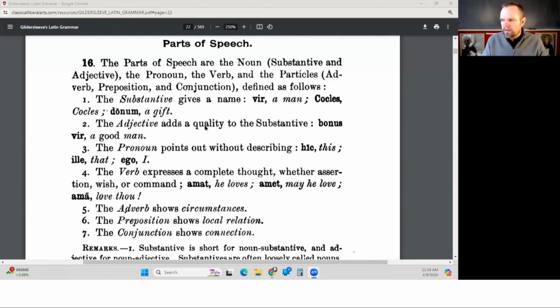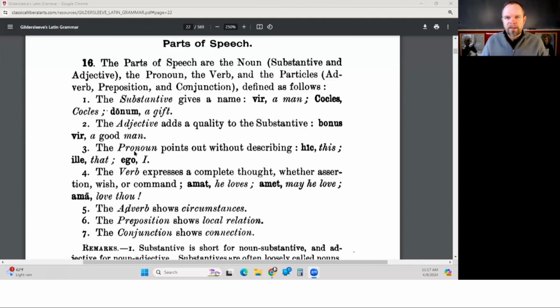Okay, bonus vir. You see that Latin word bonus is set next to the Latin word vir. Vir is a substantive. The word bonus is an adjective. It's set next to vir to add quality to the substantive. All right, bonus vir, a good man. That's an adjective. Next, point 3, we've got the pronoun. The pronoun, and this word pronoun simply means in place of. That word pro is actually a preposition itself.